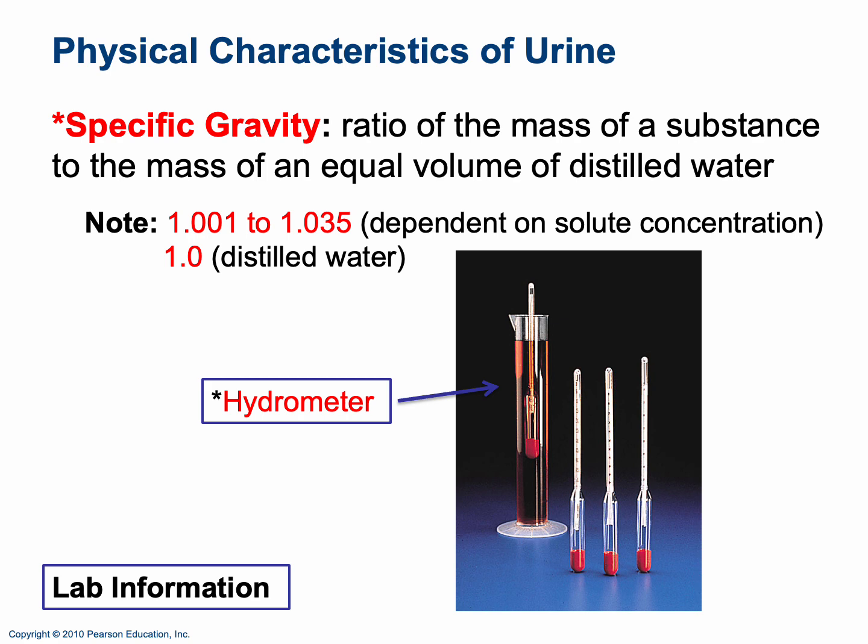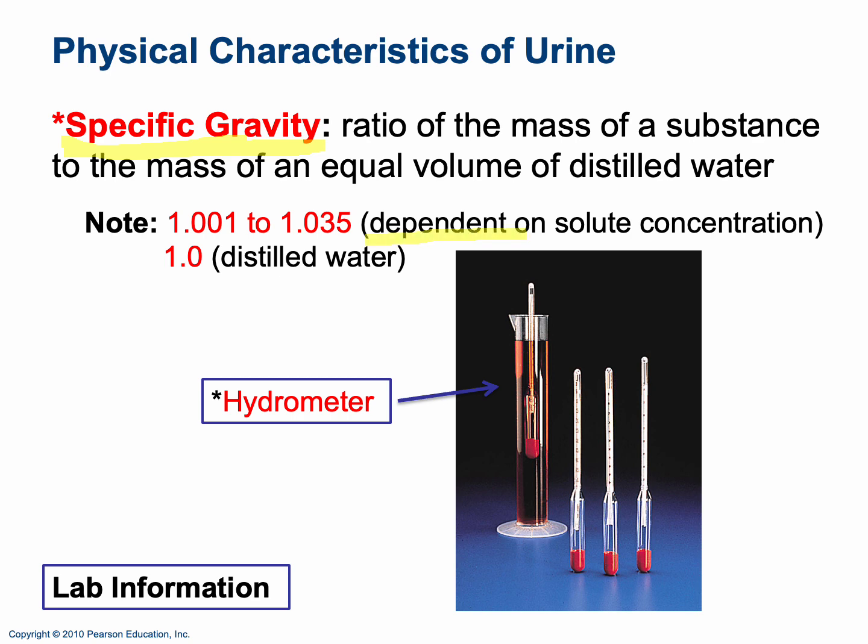A very important concept to consider when we look at urine doing the urinalysis lab is this term right here, which is known as specific gravity. So this is referring to the ratio of the mass of a substance to the mass of an equal volume of distilled water.